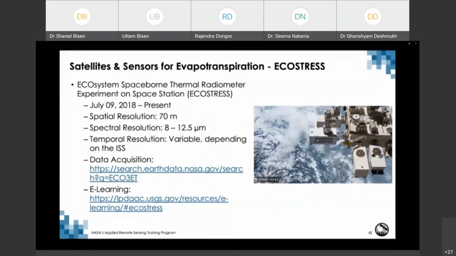The spatial resolution for the Level 3 evapotranspiration products is 70 meters, but the revisit time is variable depending on the orbital path of the International Space Station. ECOSTRESS Science Data Systems will deliver Level 0 through Level 4 data products to the United States Geological Survey LP DAAC Center for archival and public distribution. Level 3 and 4 products can be searched and acquired through NASA's Earthdata Search from the link below, as well as e-learning opportunities provided by the USGS to work with ECOSTRESS data.